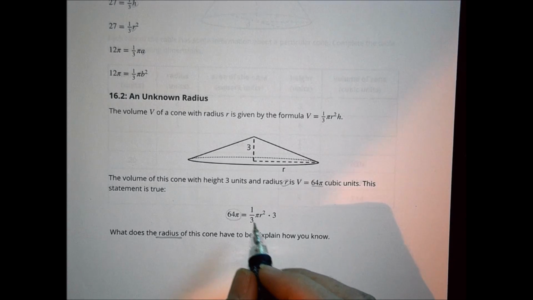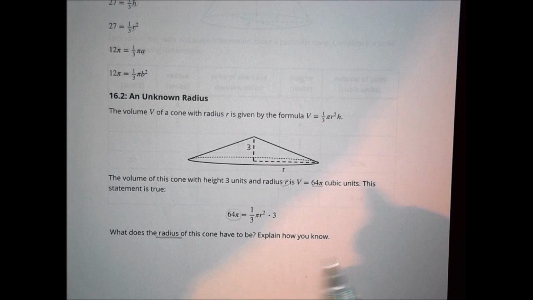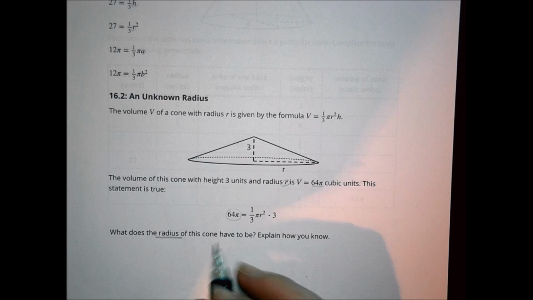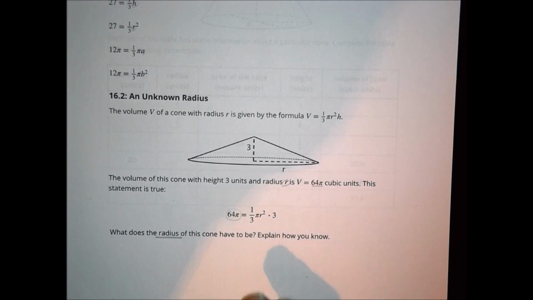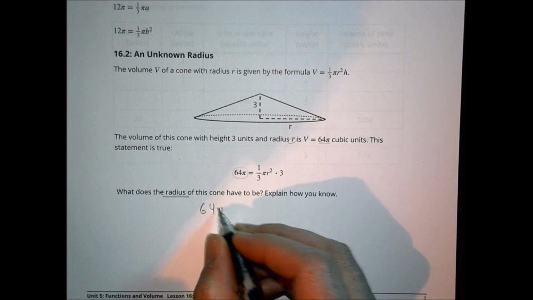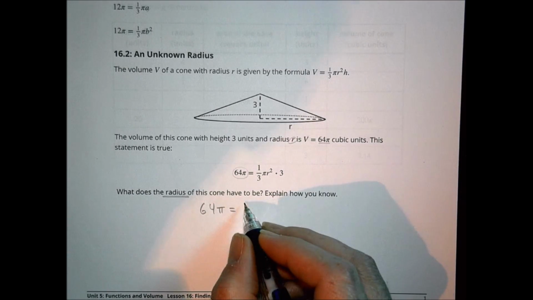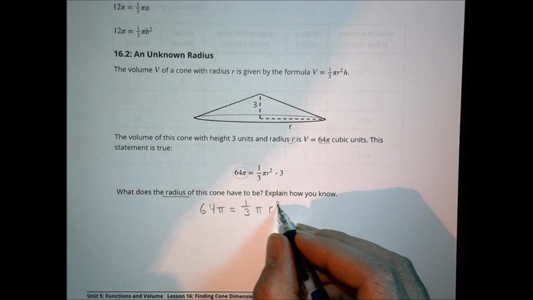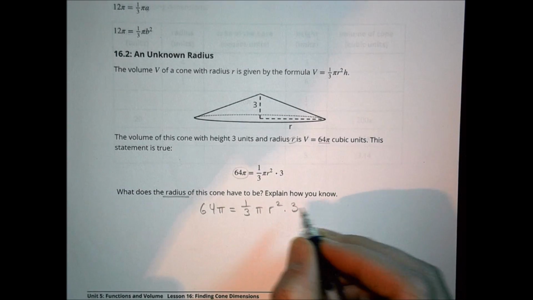Again, we did a problem like this back in lesson 14. We did it with cylinders. Same idea. Now we're solving for some unknown dimension of the cone. So the way we did this last time, if you recall, is we set that equal to each other. We said, well, if I have 64 pi on this side, I'm going to have that equal to 1/3 times pi times the radius squared times 3.